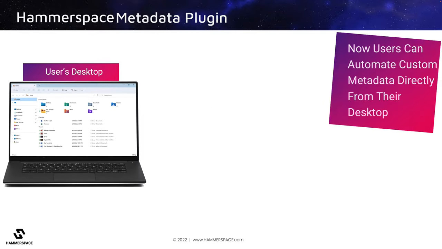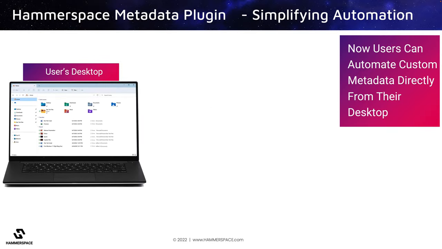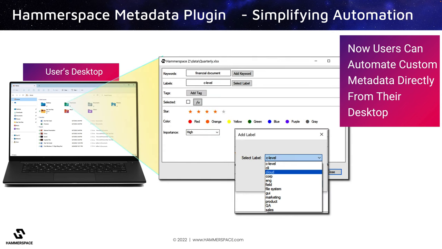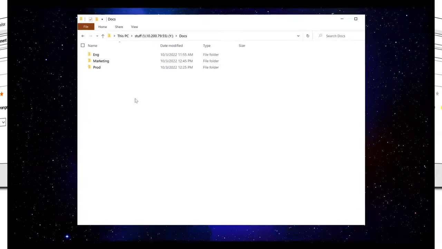With the new Hammerspace Metadata plugin, now even non-technical users can easily apply custom metadata labels directly from within Windows. With a simple right click of a file or folder, users can select from a drop-down list of existing metadata labels or create their own. Let's see it in action.